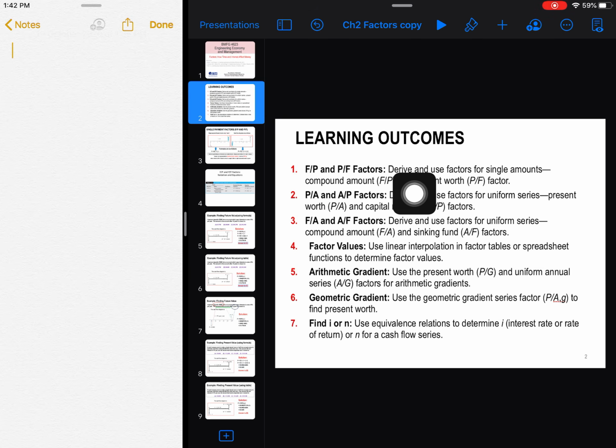We will learn how to derive and use factors for single amounts, compound amount, F over P, and present worth, P over F. Number 2, P over A and A over P factors. Number 3, F over A and A over F factors. Number 4, the factor values. Number 5, arithmetic gradient. Number 6, geometric gradient. And number 7, we will find I or N using equivalence relations. Basically, this is using equations instead of the factors. I'll show you later. Alright, let's move on.